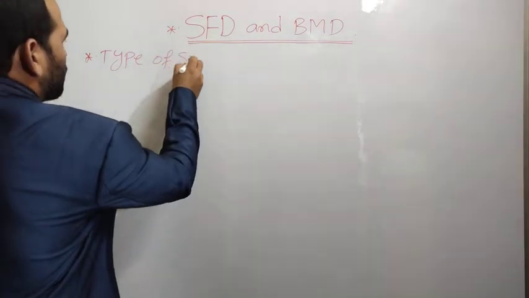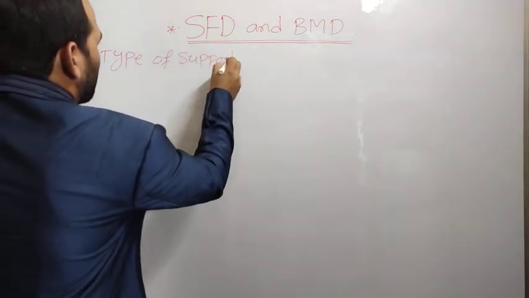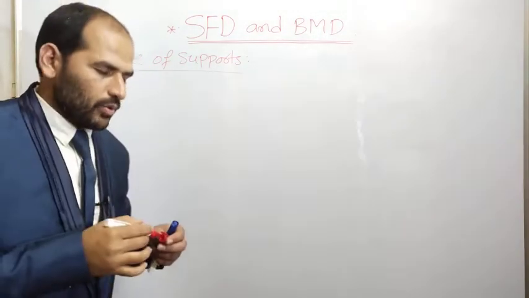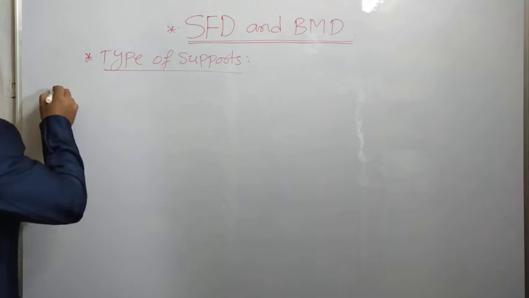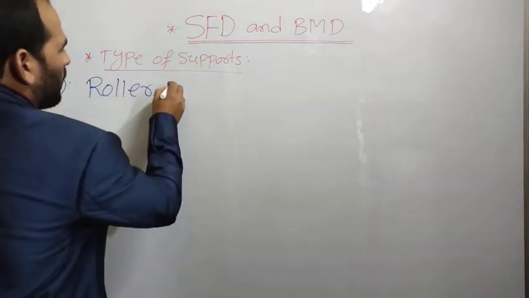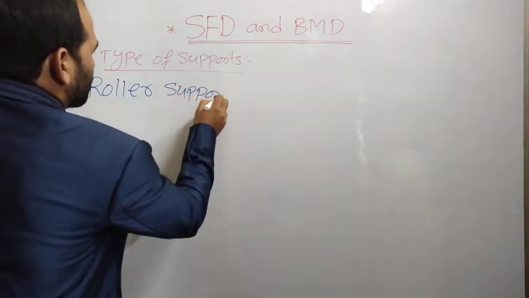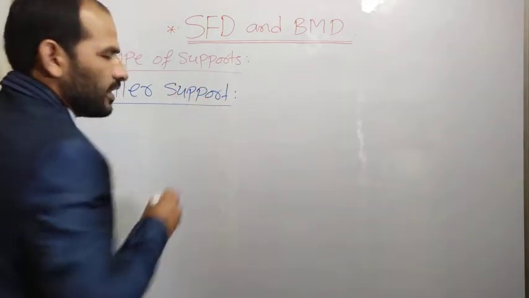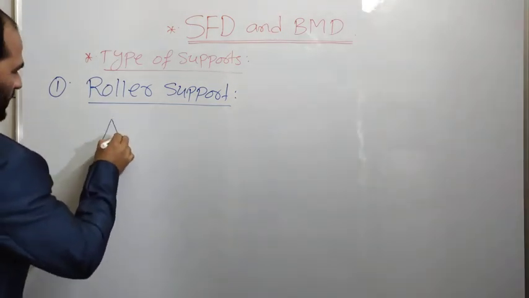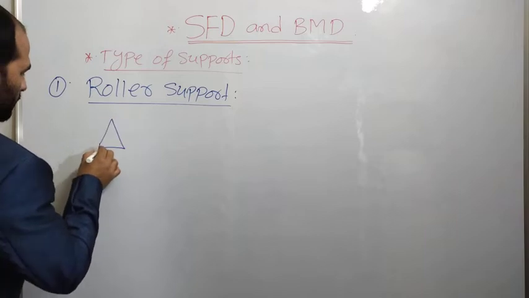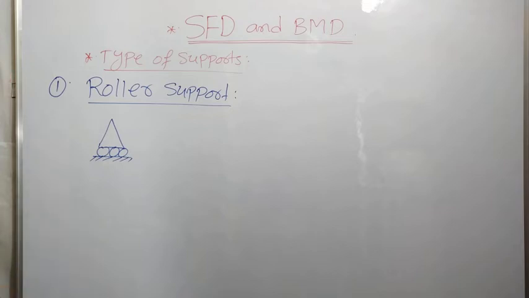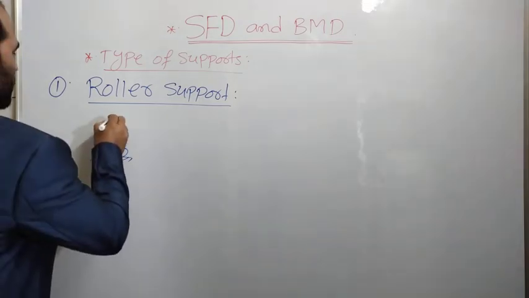Types of supports. Now our discussion is about types of supports. The first one is the roller support. Yes, roller support. This is the support, here a roller is provided.